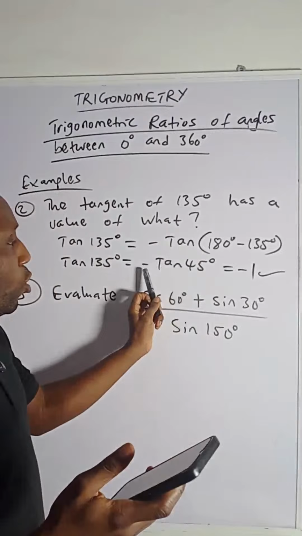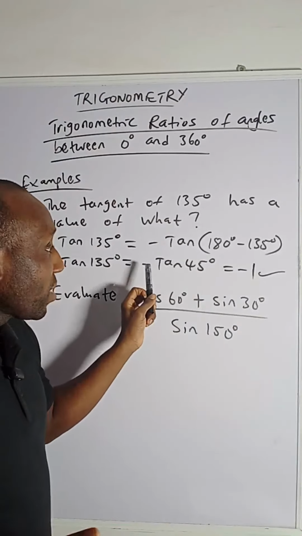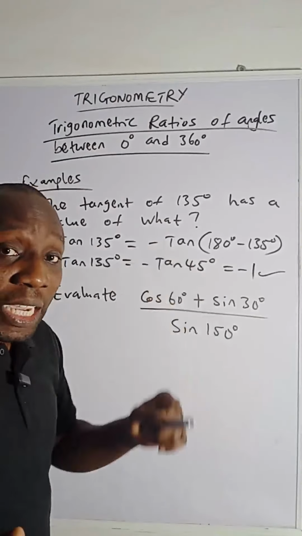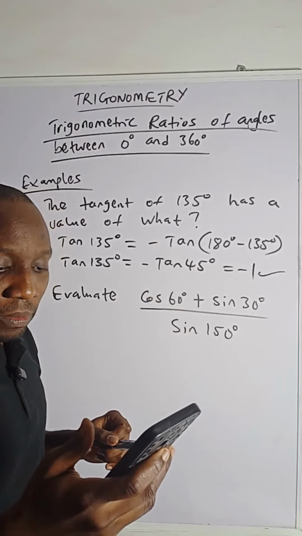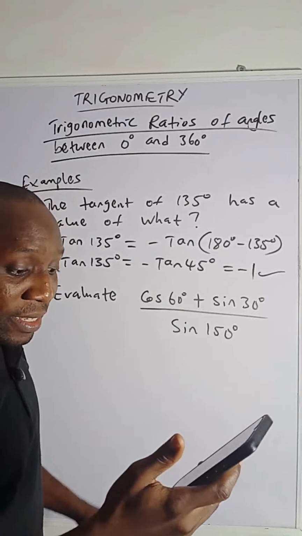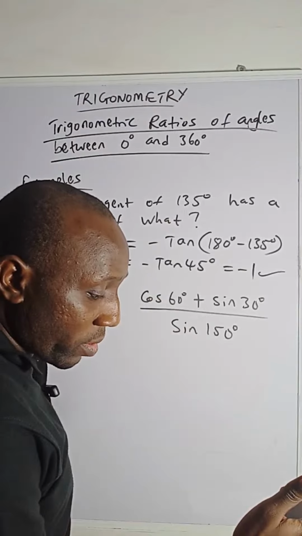Yes, but you have to put a negative sign there because tan is negative in the second quadrant. Please take note of that. Tan is negative in the second quadrant.